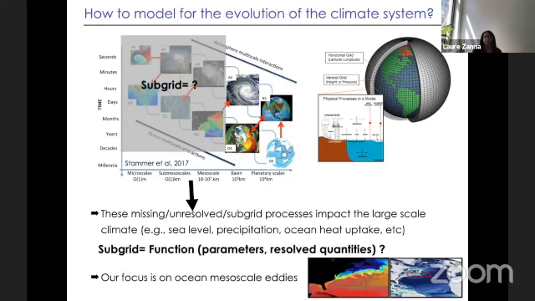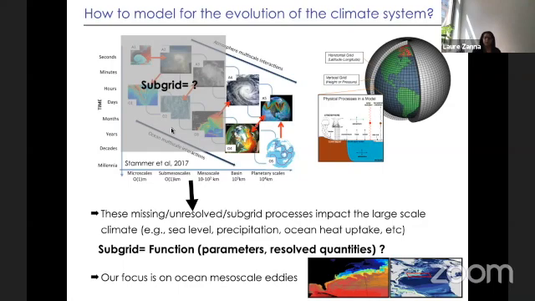Well, we have to come up with a way to represent those subgrid processes, and that's called the parameterization or the closure problem. What we need to find is a function that depends on the resolved quantities, the scales you can resolve in the model, and has a bunch of parameters as well. Here, I'm going to showcase how we deal with the parameterization problem.